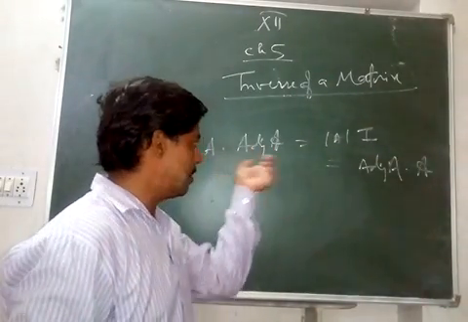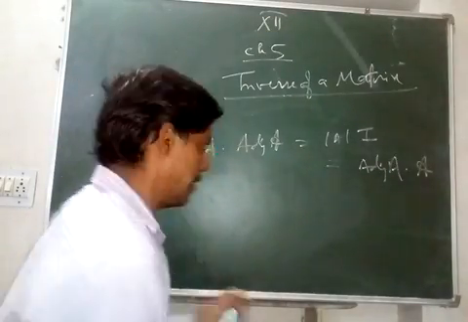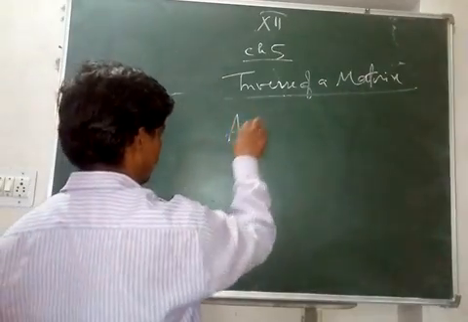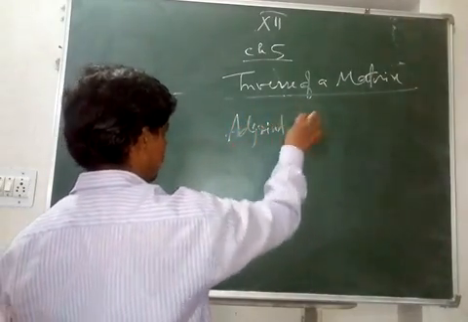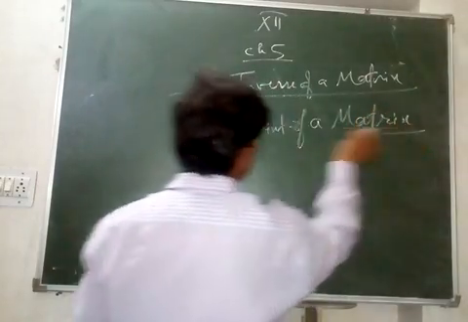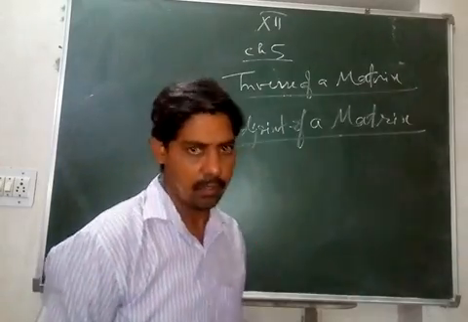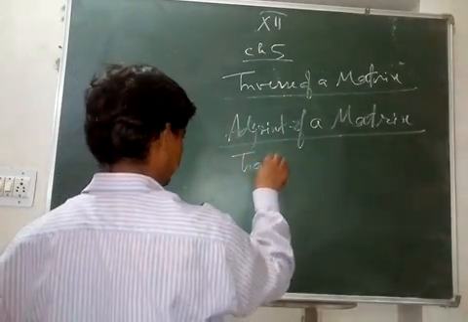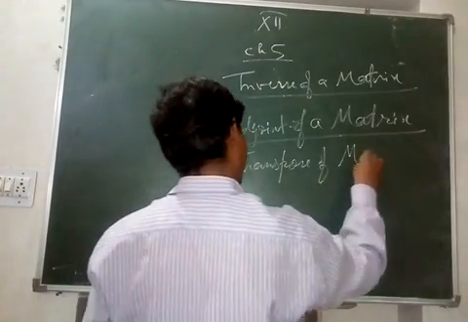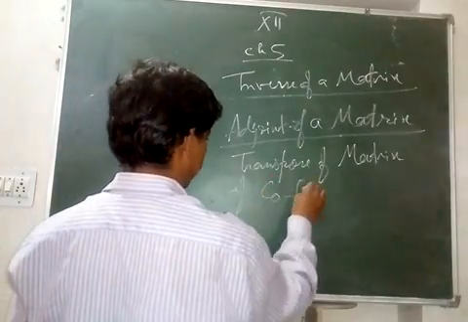So first let us see A into adjoint A. Before that I will have to define what is the adjoint of a matrix. So the adjoint of a matrix is the transpose of the matrix of cofactors.